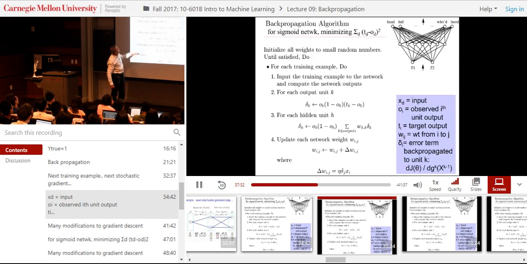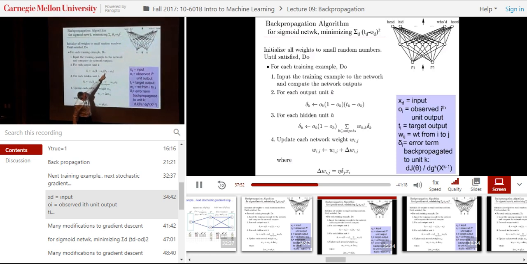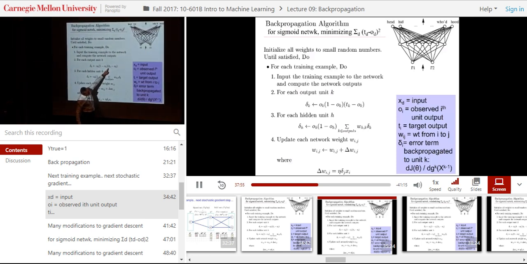It's very straightforward. Basically, it says input the training example and calculate the outputs, do the feed forward part. And then for each of our output units, we're going to calculate this quantity, where this is basically the difference between what the network outputs... Oh, I see. I'm sorry. I got my T and my O backwards. O is the observed unit output in the network. T is the target training output. But anyway, this is just how far the network was off from the correct answer.